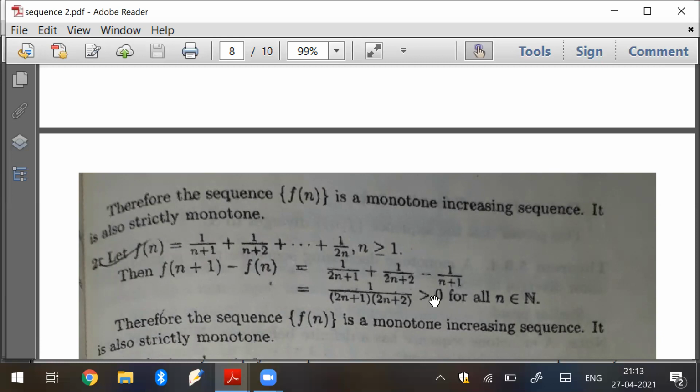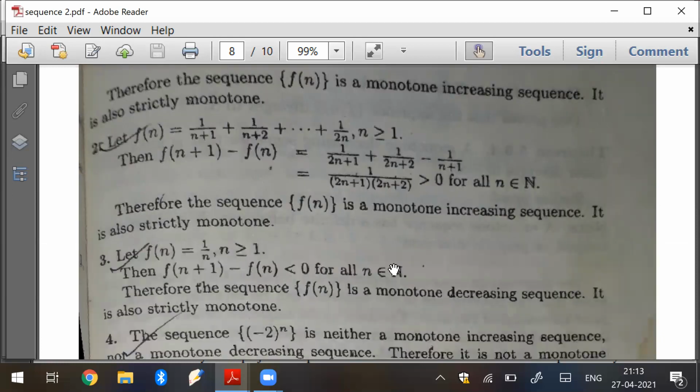But it is greater than 0. So if n plus 1 is greater than n, again it is monotone increasing. Now if you take this sequence 1 by n, f of n plus 1 minus f n, you will just see 1 by n plus 1 minus 1 by n. You simply calculate it, you will get less than 0. So this is monotone decreasing.